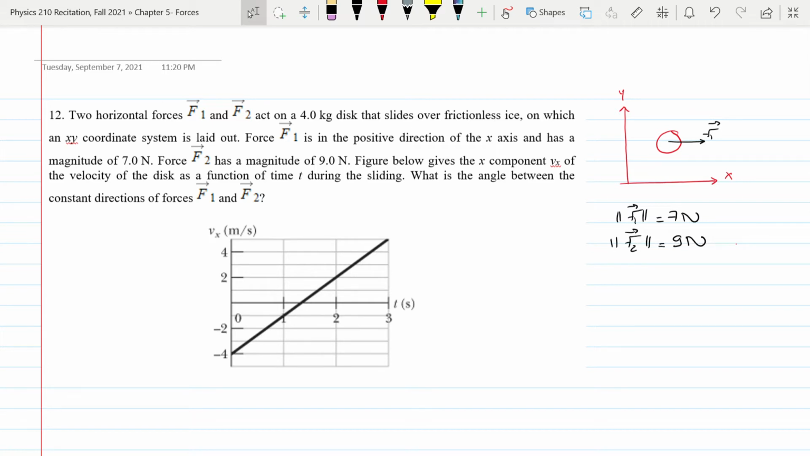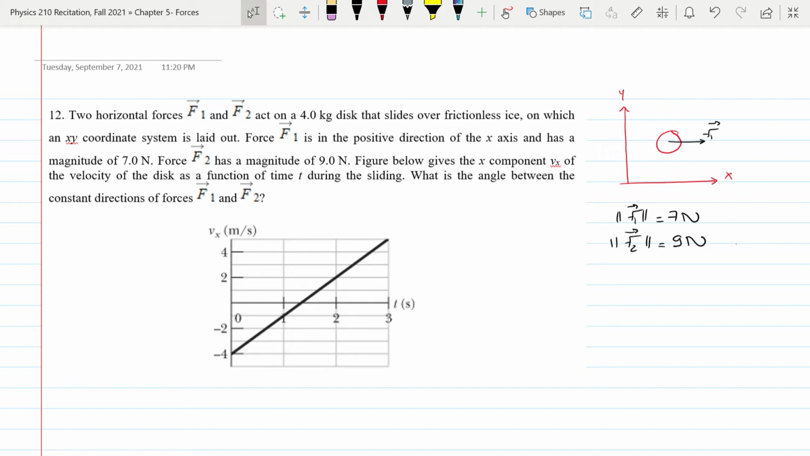So we are also given this graph of the x component Vx of the velocity of the disk as a function of time t during the sliding. And the question is, what is the angle between the constant directions of forces F1 and F2? So we are supposed to deduce this angle from the graph that we are given, the magnitudes probably of these forces, and some equations, of course.